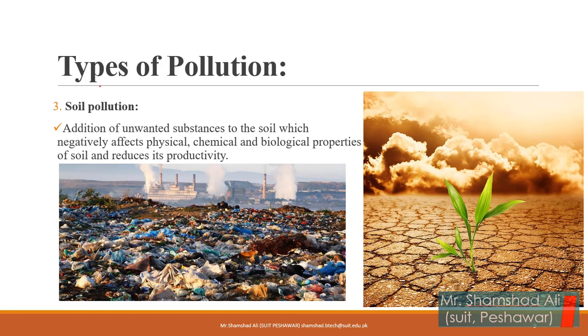The third type of pollution is soil pollution. Just like water and air pollution, it is the addition of unwanted substances to the soil, which negatively affects the physical, chemical, and biological properties of the soil and reduces its productivity. The addition of contaminants and pollutants to the soil can cause negative effects physically, chemically, and biologically, and reduce productivity.